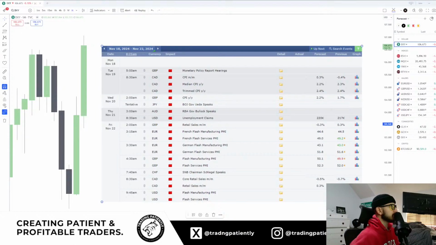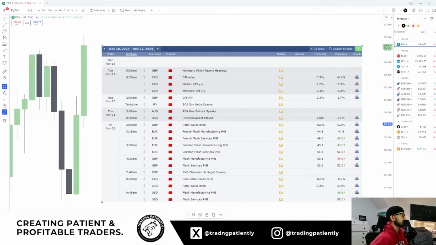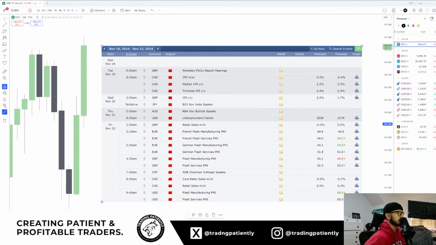I can make this slightly smaller. Probably doesn't make a difference.